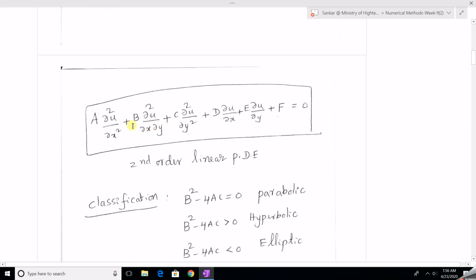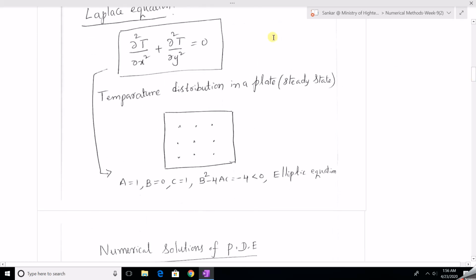This is the standard equation where u is the dependent variable, x and y are independent. Just like here, t is the dependent variable and x and y are independent variables. So t depends on x and y.